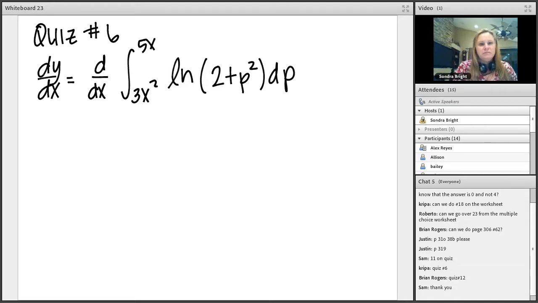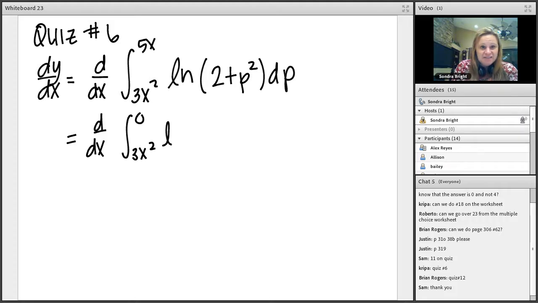we can do this if we split it up, right? We can use the fundamental theorem of calculus if there's a constant at the bottom. And so I can definitely split this up. This is from 3x squared to pick a constant, any constant. 0 is usually your easiest one. Anytime you can use 0, you should, because it just makes life easier.